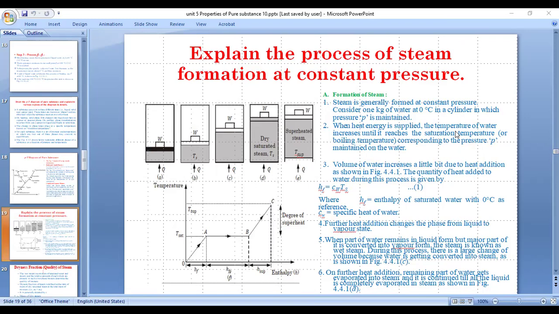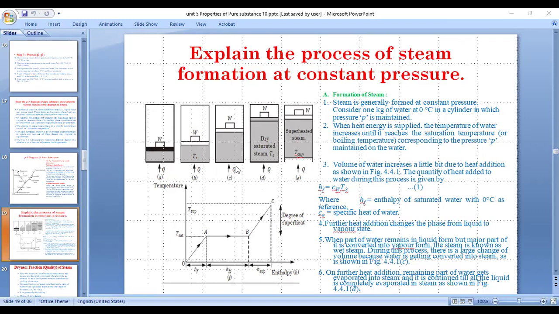When energy is supplied, the temperature of the water increases until it reaches the saturation temperature of boiling water, corresponding to the pressure P maintained on the water. This is the T saturation. Next, the volume of the liquid water increases due to heat addition. The quantity of heat added to the water during the process is hf equals Cw into Ts.